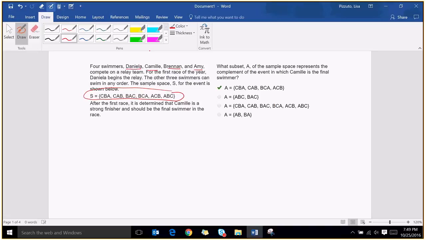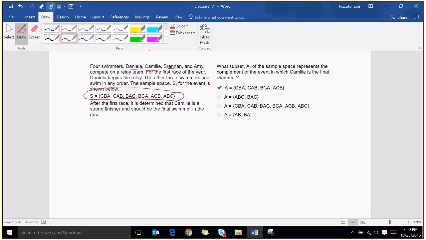Of the other three swimmers, except for Danielle, because she's going first no matter what. It says after the first race, it's determined that Camille is first. And so it says, what subset of A of the sample space represents the complement of the event in which Camille is the final swimmer?